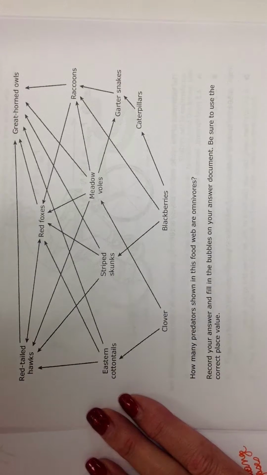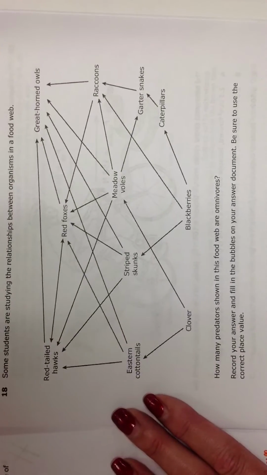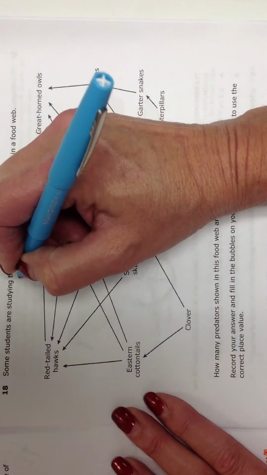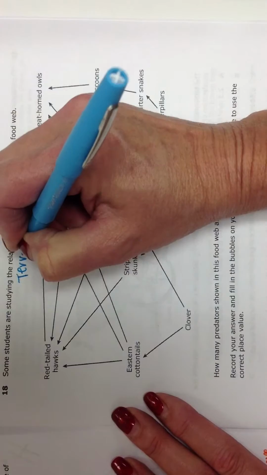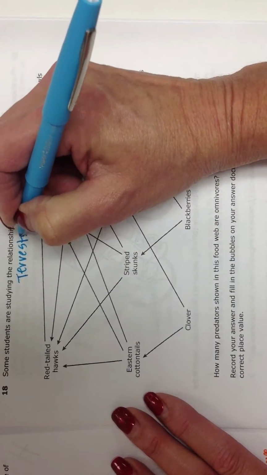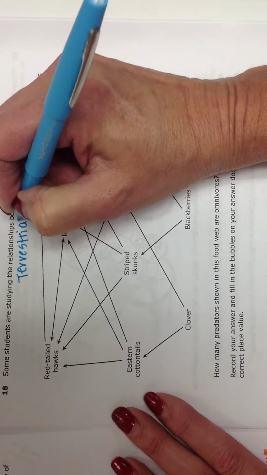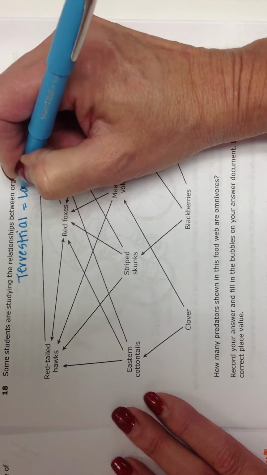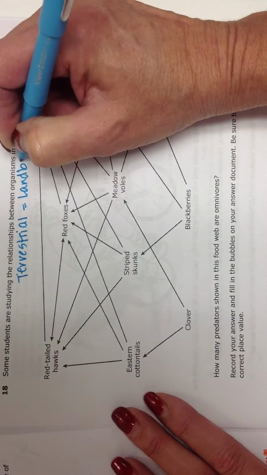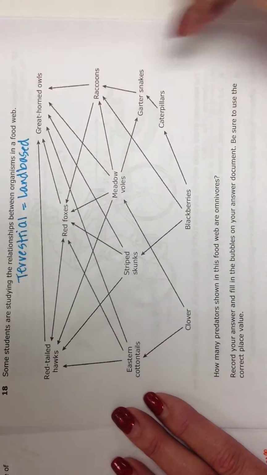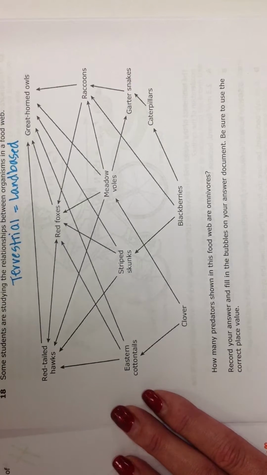Looking at the organisms, the blackberries and clovers and cottontails and all this good stuff, it looks like it is a land-based food web. So I'm going to write that down. Another word for that is terrestrial. All right, so now we know what we're looking at.